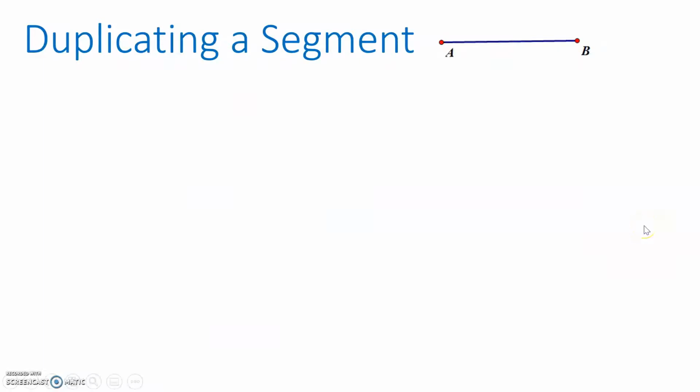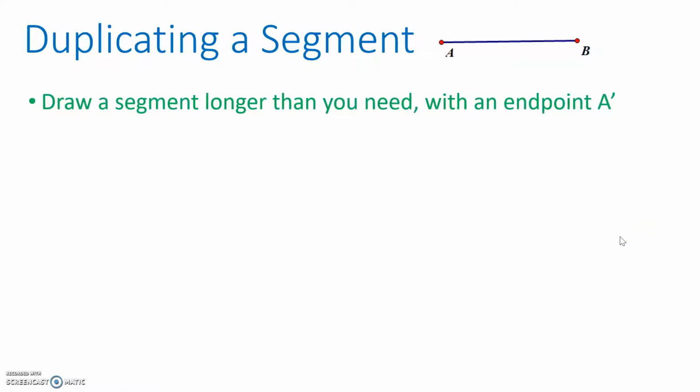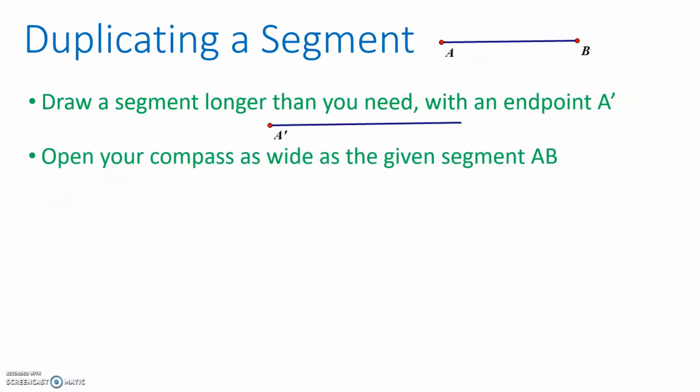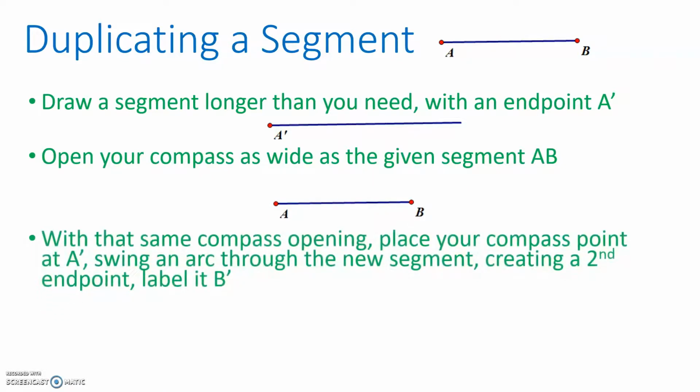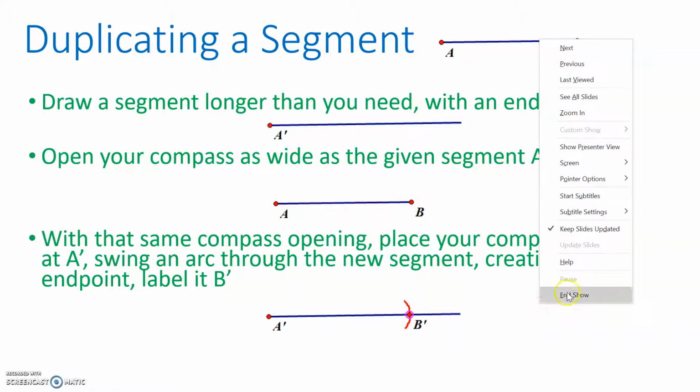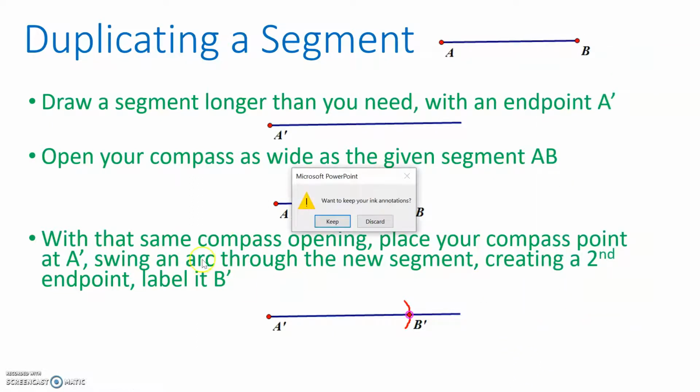So that segment is AB. I always have the directions for the constructions, so I'll go through the directions first and then I'll show you how to do it. Draw a segment longer than you need with an endpoint A prime. Open your compass as wide as the given segment AB is, that was given to you originally, and then with that same compass opening, place your compass point at A prime, swing an arc through the new segment, creating a second endpoint, and label it B prime. So now I'm going to see if I can actually show that to you.